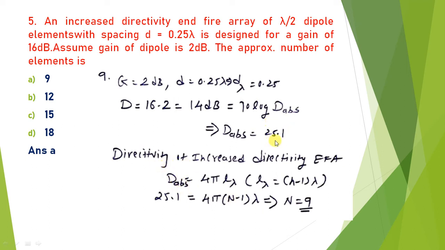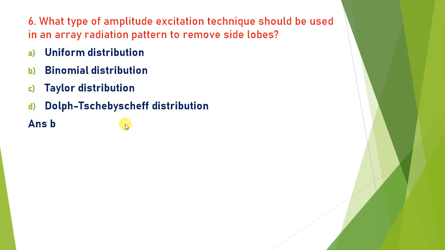Directivity is given to you, you have already found 25.1 is equal to 4 pi L by lambda, where L is equal to n minus 1 times spacing. N you have to find, and the spacing is given 0.25 lambda. Put all these values, you will get n is equal to 9. So the answer is A.